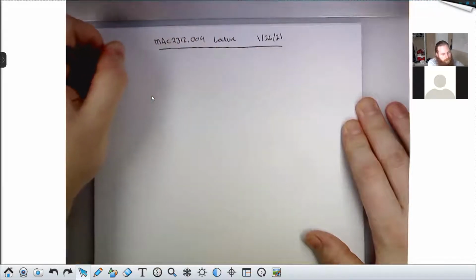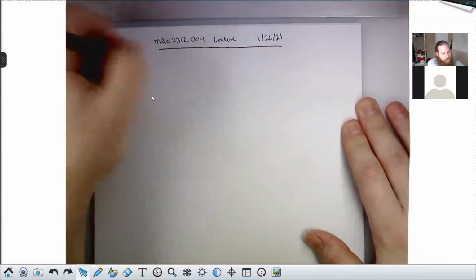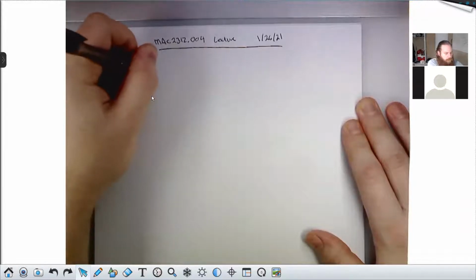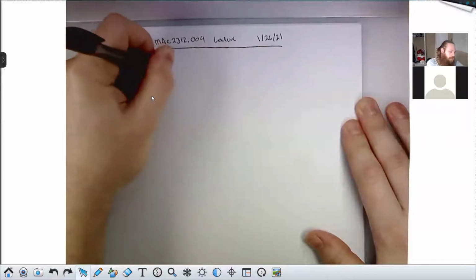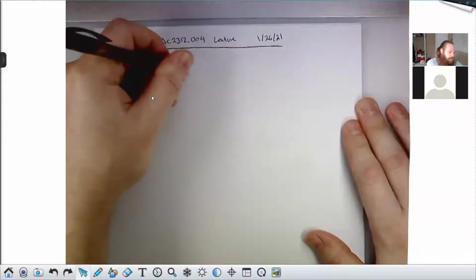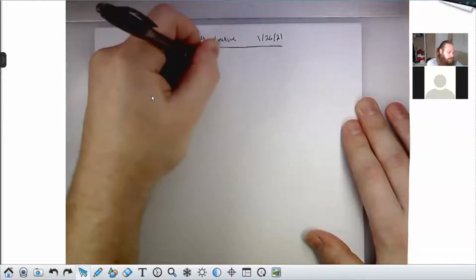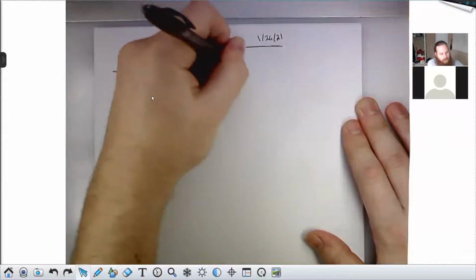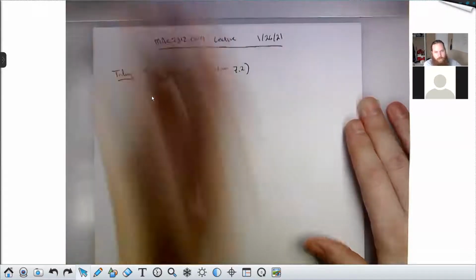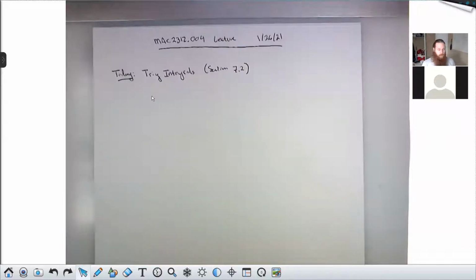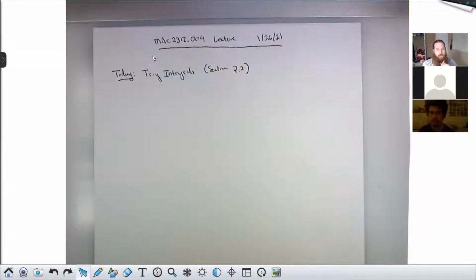So today we're going to talk about trig integrals, which is section 7.2. Right, so last week we talked about integration by parts, which is section 7.1. This week we're doing trig integrals, and I might introduce a little trig sub at the end of the week, but mostly today is just integrals of trig functions.